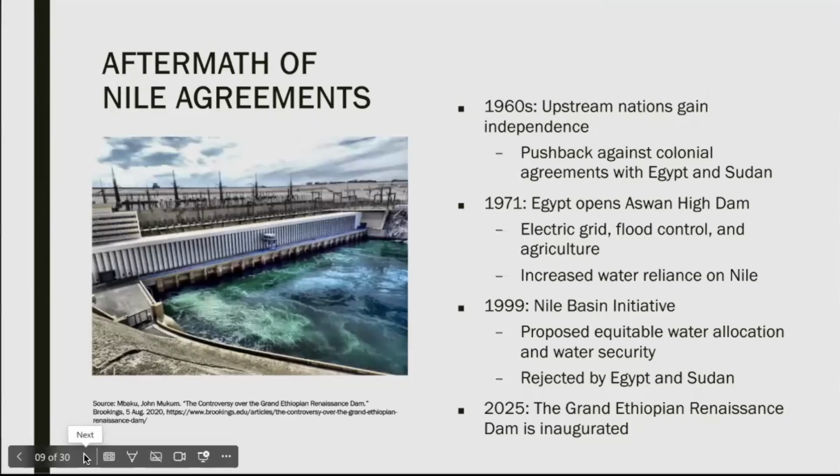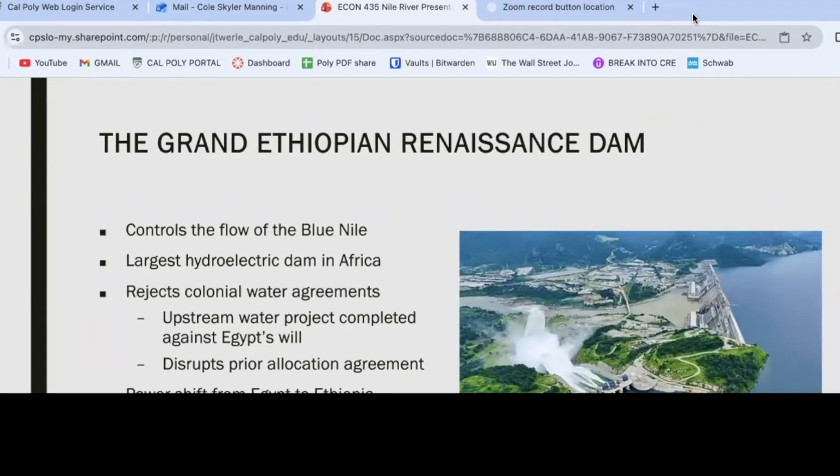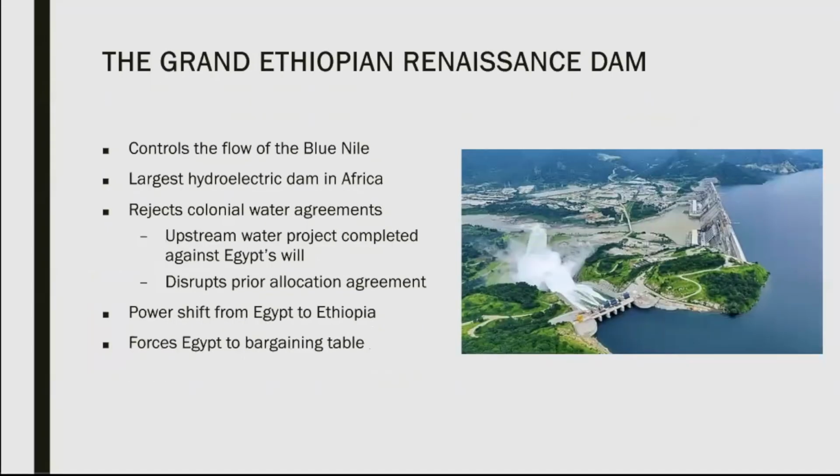Finally, most recently, in 2025, the Grand Ethiopian Renaissance Dam was officially opened. This dam controls the flow of the Blue Nile, and it is placed near the border of Ethiopia and Sudan. It is the largest hydroelectrical dam in Africa, and it rejects prior colonial water agreements that we have spoken about. It is an upstream water project as it sits in Ethiopia and goes against Egypt's will, which was a power that was previously granted to them.